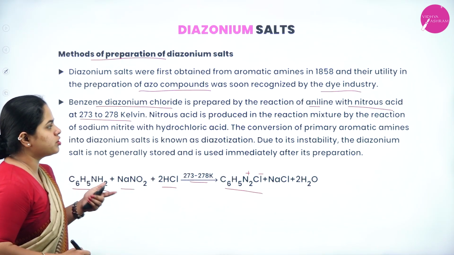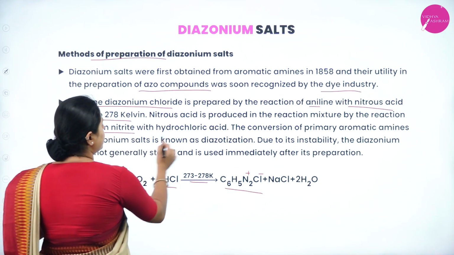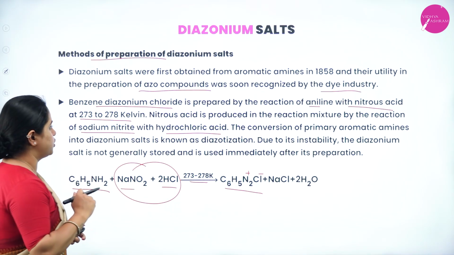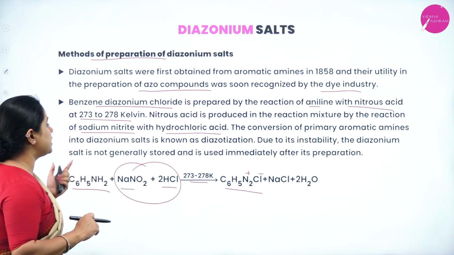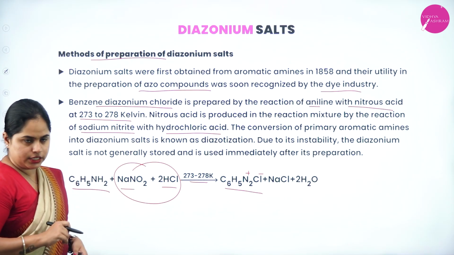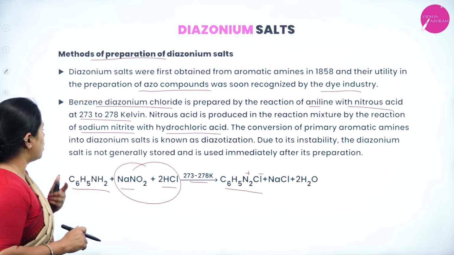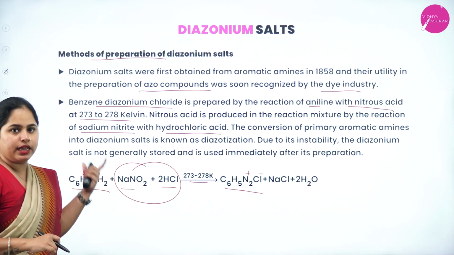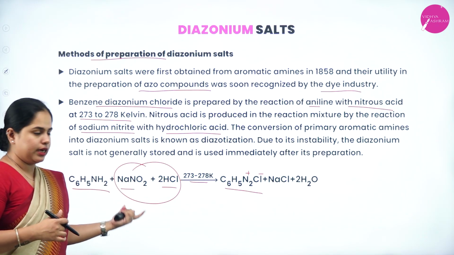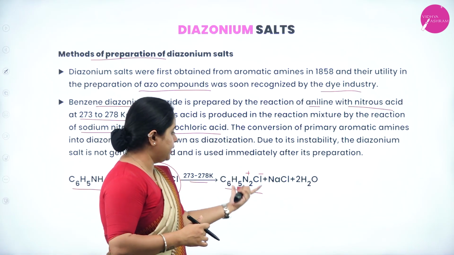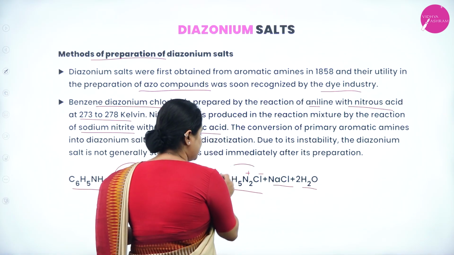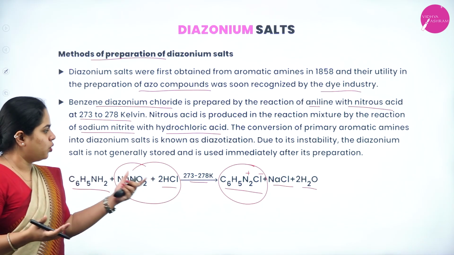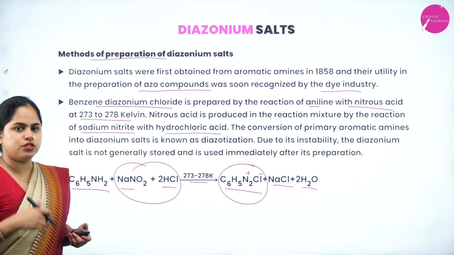Now, the nitrous acid is produced in the reaction mixture by the reaction of sodium nitrite with hydrochloric acid. So, this part you can see, that is how we are preparing nitrous acid in situ. Now, the conversion of primary aromatic amines into diazonium salt is known as diazotization. Due to its instability, the diazonium salt is not generally stored and it is used immediately after its preparation. Aniline reacts with nitrous acid, which is prepared from sodium nitrite and HCl, and it forms benzene diazonium salt, sodium chloride and water. The benzene diazonium salt which is formed is generally unstable, so immediately it is used for further preparations or further reactions.